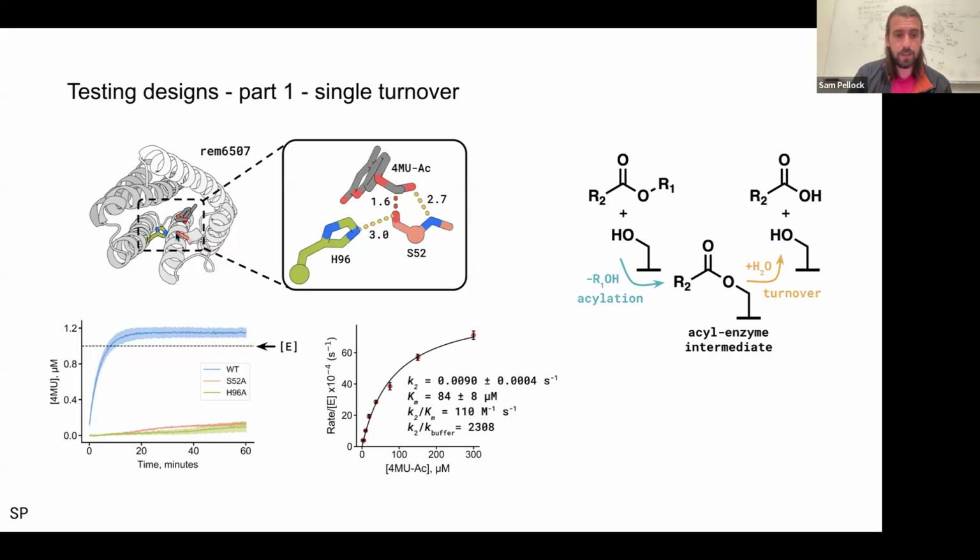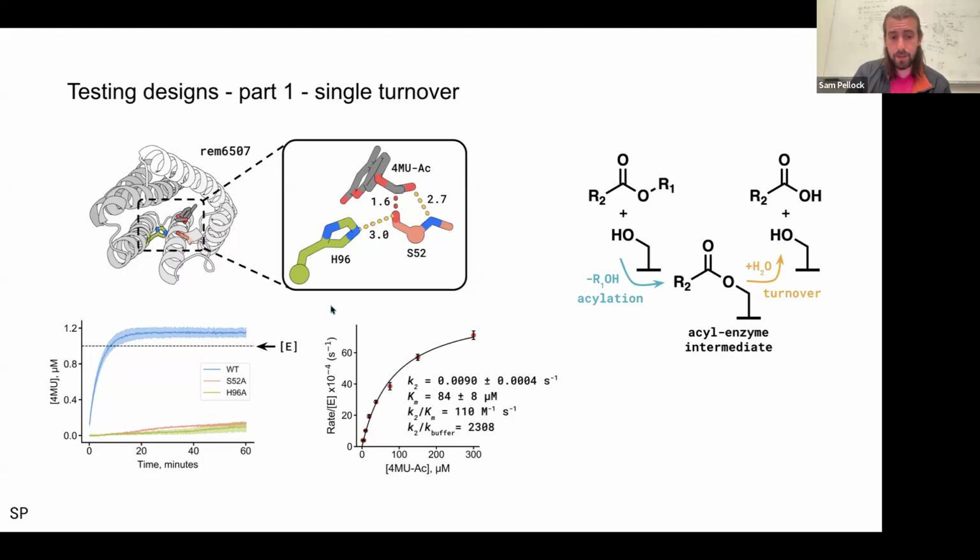You can see the serine histidine dyad in a helical bundle fold. If you zoom in on the active site, this is what we're looking at. And we characterized these designs experimentally. On the y-axis, we have fluorescence, and on the x-axis is time. You can see that for the designed enzyme, we're seeing an increase in fluorescence, but it stops around the enzyme concentration.